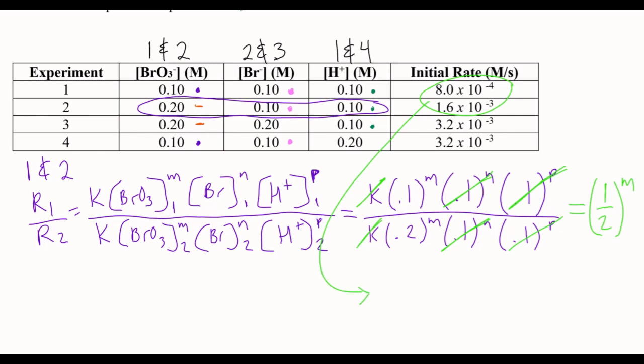And then we're going to take reactions 1 and 2 and divide them. That's 8.0 times 10 to the negative 4 divided by 1.6 times 10 to the negative 3. When you're doing those divisions, make sure you put the top and the bottom in parentheses. But this is also going to give us 1/2. So that means that we have 1/2 is equal to (1/2)^m. So that means m must be equal to 1.